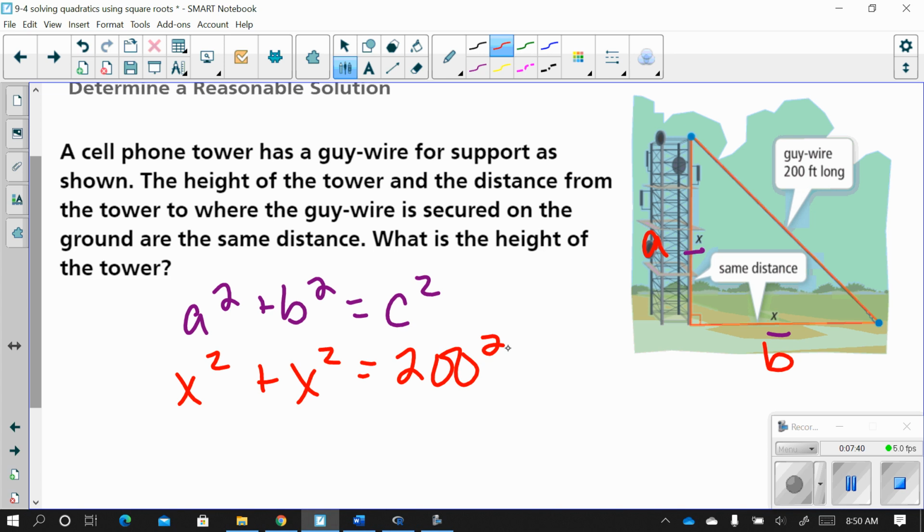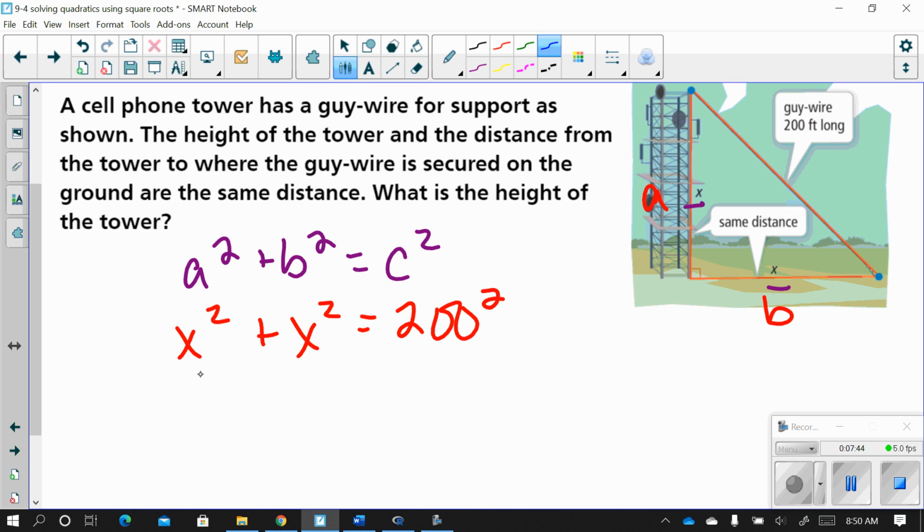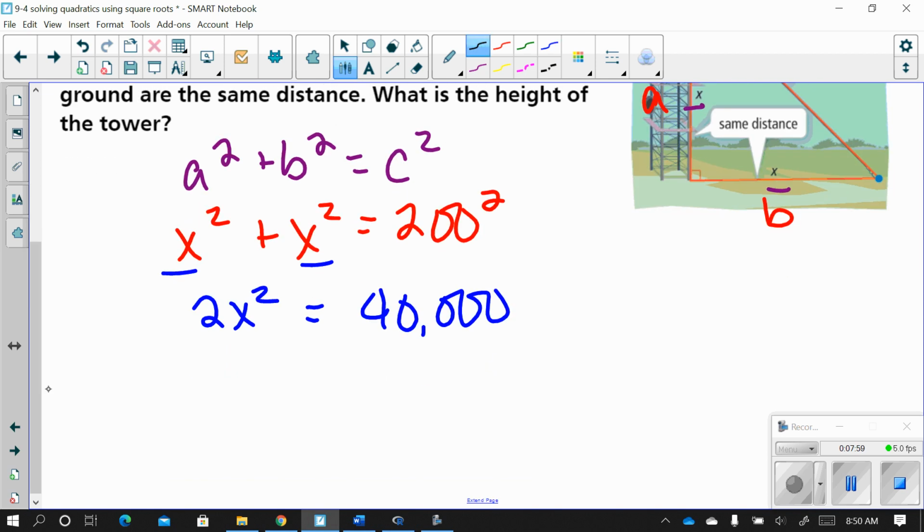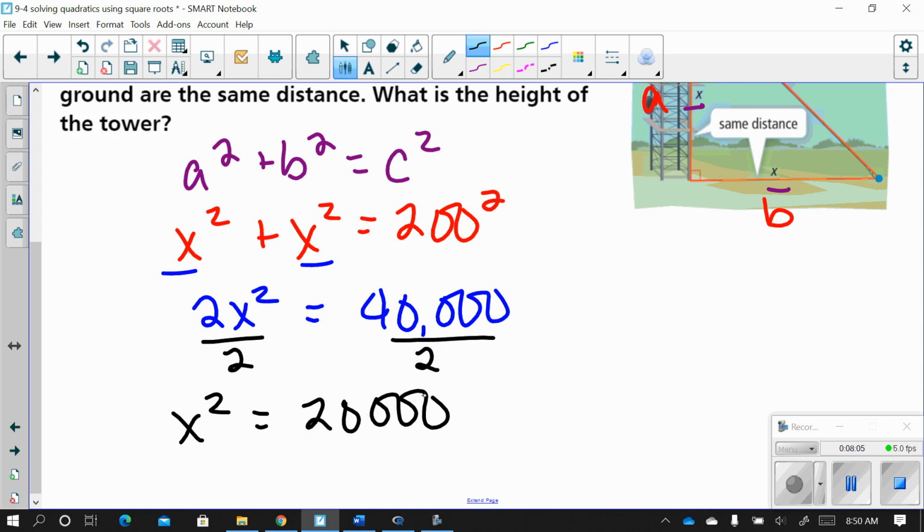Let's see what we can do here. I see x squared plus x squared. Those are like terms. That gives me 2x squared. 200 squared gives me 40,000. What would be my next step? I've got to get that x squared alone, so let's divide both sides by 2. Okay, time to square root both sides.